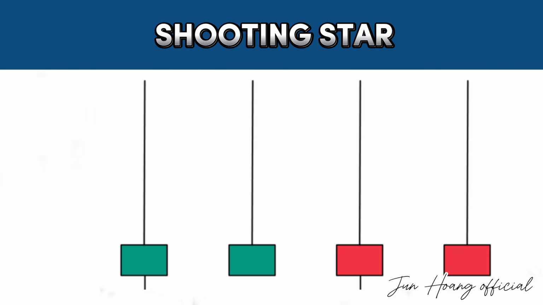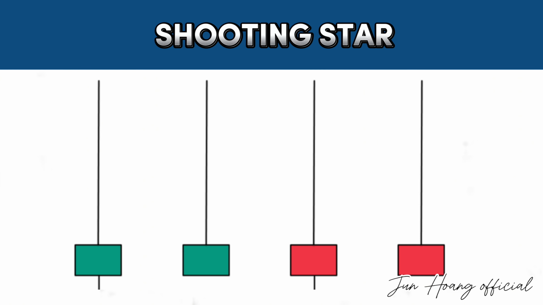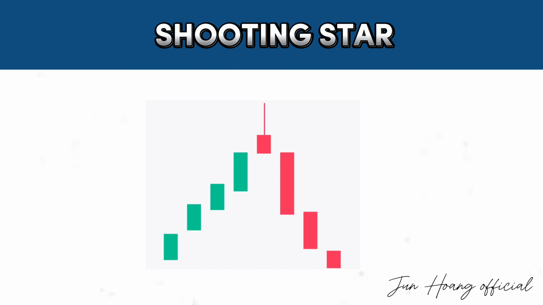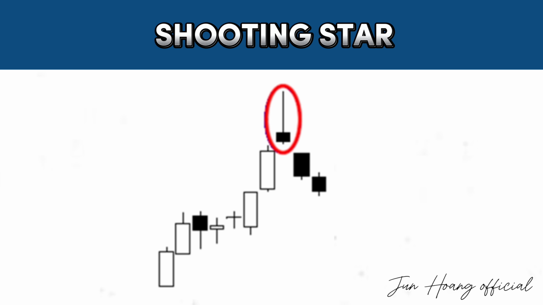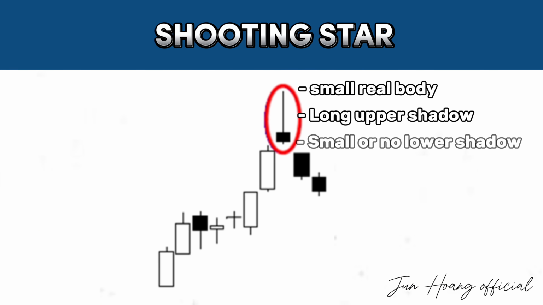The shooting star candlestick pattern is a type of candlestick formation commonly used in technical analysis to identify potential reversals in a security's price trend. It is characterized by a single candlestick with a small real body, a long upper shadow, and little to no lower shadow. Here's how you can identify a shooting star.